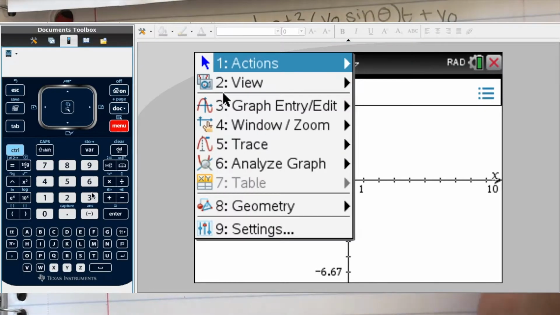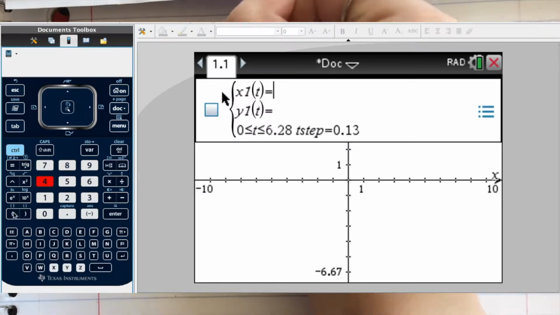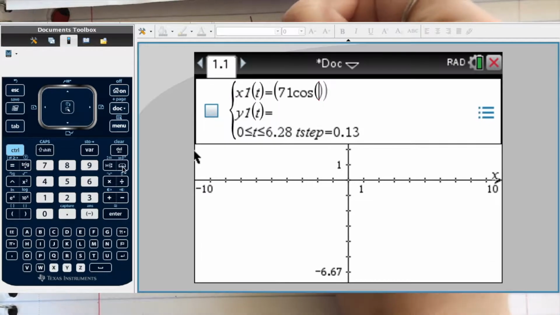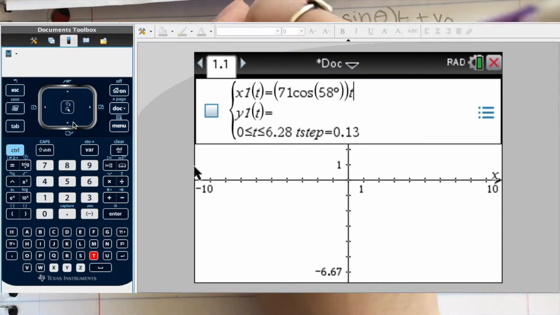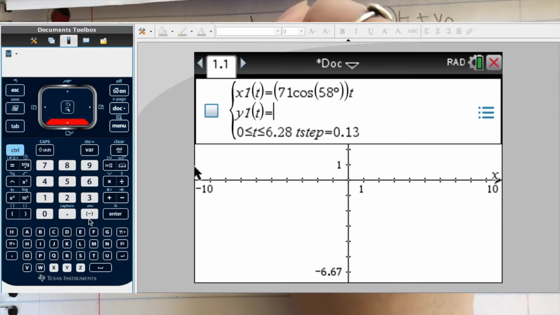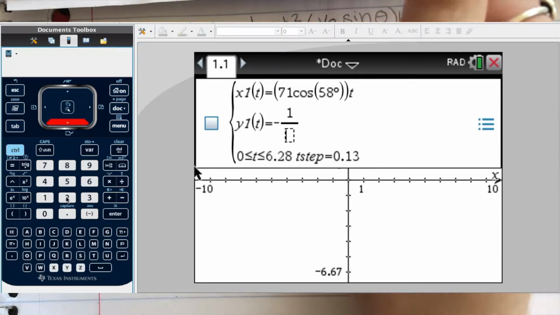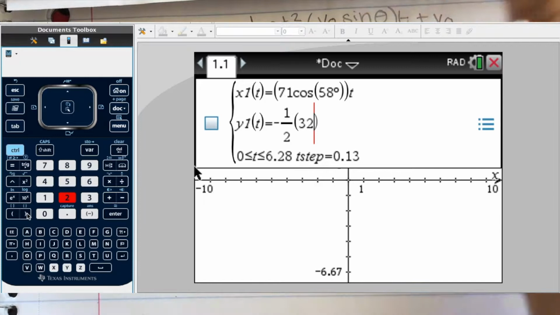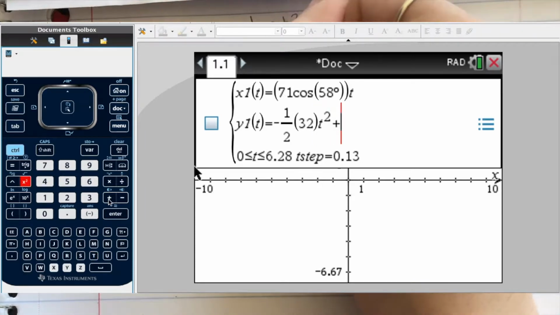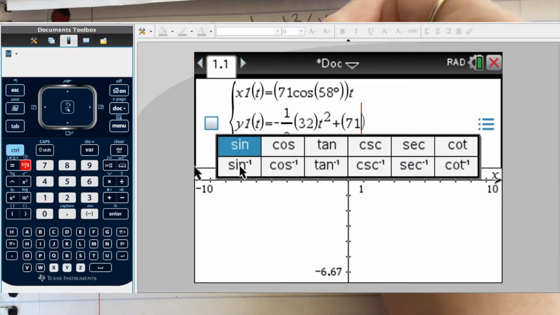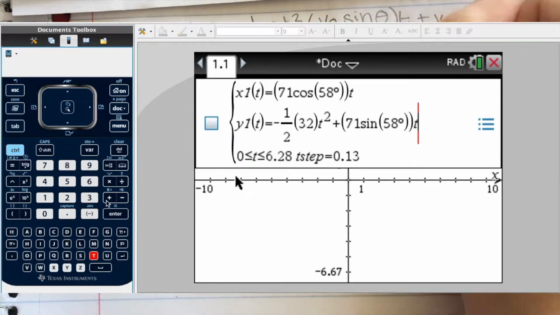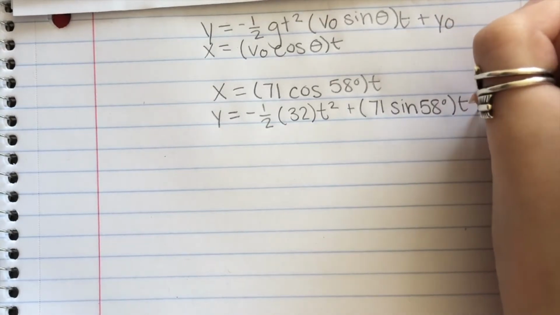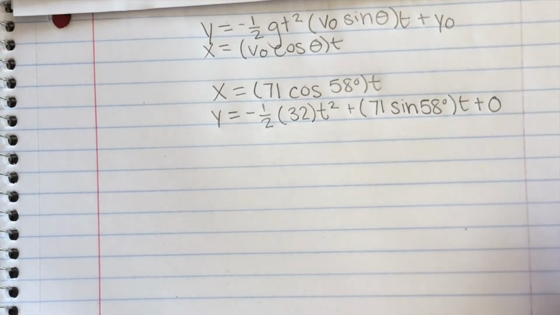So you're going to have x equals 71 cosine 58 degrees t, and then y equals negative half, and then for g, you're going to use 32 since there's feet in the problem. So half 32 t squared plus 71 sine 58 degrees t plus 0. The initial height is 0 since the ball is being kicked from the ground.